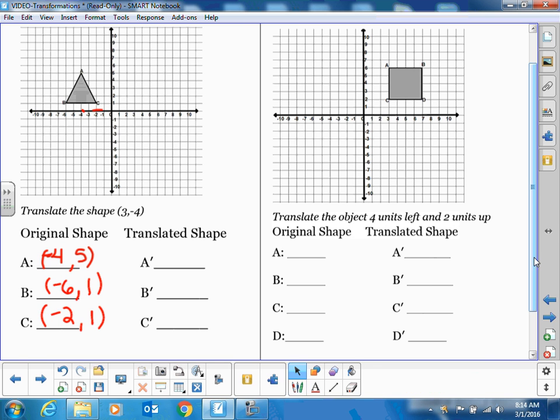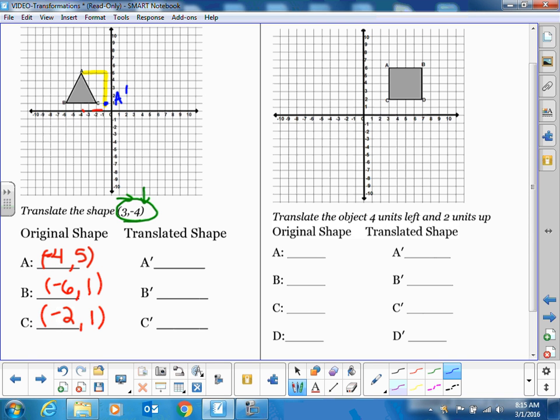So now we have to find A prime, or where it would be when we translate it. We're translating it +3, which means to the right, and -4, which means down 4. So let's do that. Let me grab my highlighter. I'm going to take first point A, I'm going to go over 3, 1, 2, 3, and then down 4. So I'm actually down there right next to C. Let me double check, I counted 1, 2, 3, 1, 2, 3, 4. So that is my new A prime.